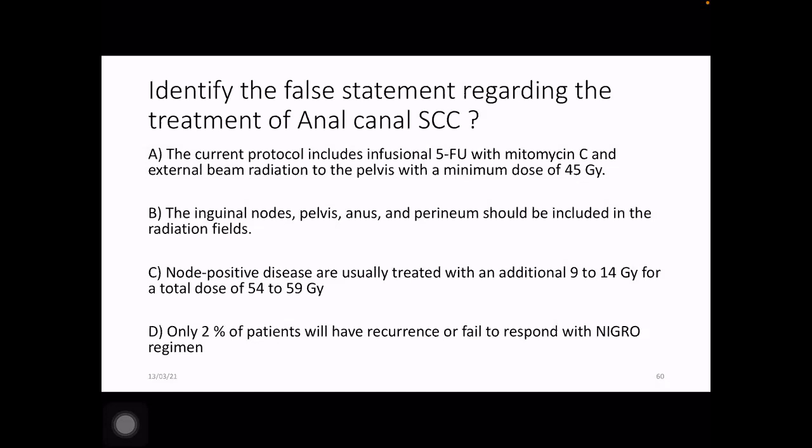True or false? See, the normal dose is 45 gray for the Nigro regimen. If the patient has node positive disease, you have to give an additional 9 to 14 gray. So that is true. The last point: only 2% of patients will have recurrence or fail to respond with the Nigro regimen. True or false? False. Almost one third of patients will have recurrence with the Nigro regimen, and such patients will need a salvage APR. It's 15 to 30% who will have recurrence or fail to respond with the Nigro regimen.